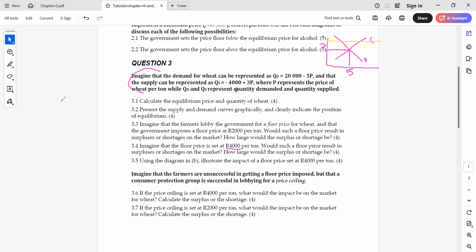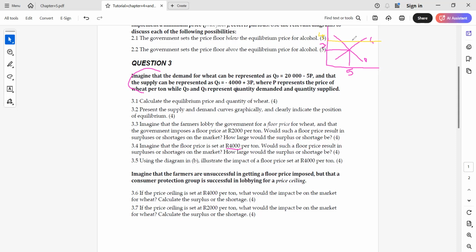You understand? And then now they're saying that there is a price floor, and this price floor is at 4,000. So here they're not telling us if it's above or it's below. We just have to be able to understand what they're trying to say. So because they're saying that now the price is 4,000, this tells us it is above the equilibrium price, because the equilibrium price which we got here was 3,000. And now the price floor is 4,000. I'm just going to write 4 here. So this basically means it is above.